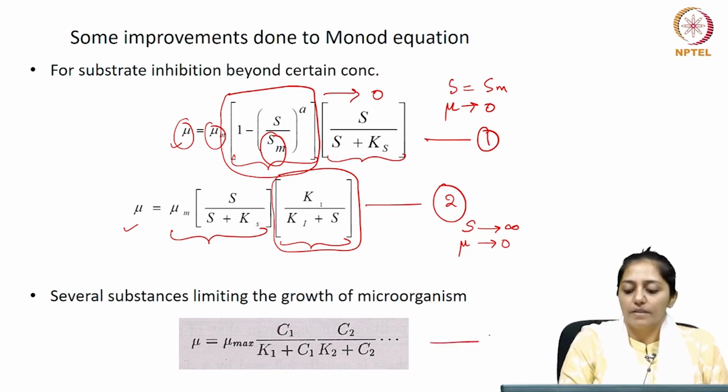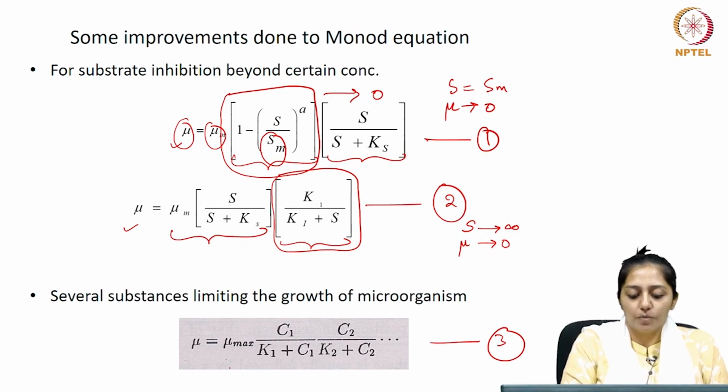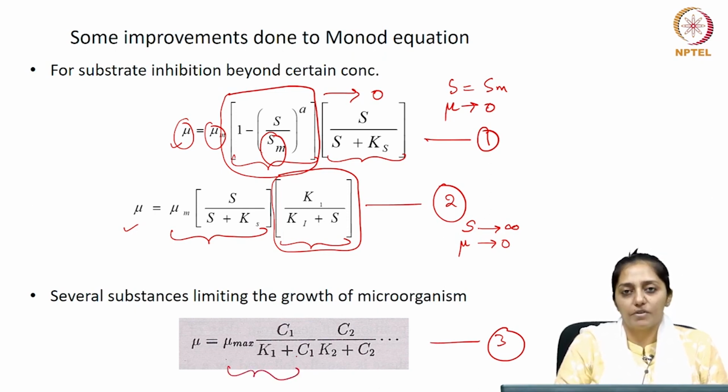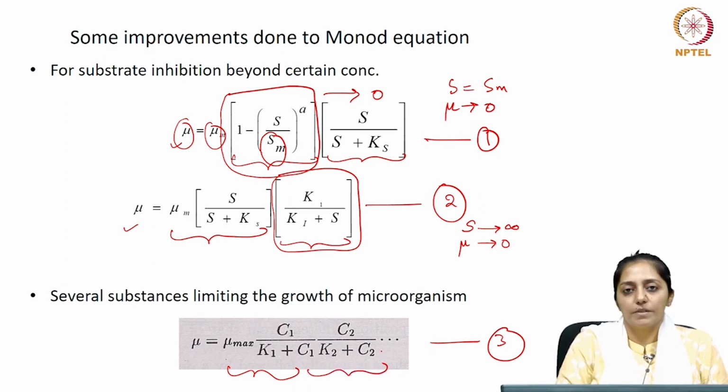Then you can see at the bottom of the slide, equation number 3 demonstrates the limiting effect of more than one critical substrate present in the medium. Monod's model assumes that there is only one critical substrate present in the medium, the limiting substrate, but if you find there is more than one limiting substrate present in the medium, then the limiting terms with respect to those substrates can be incorporated in the Monod's model equation.